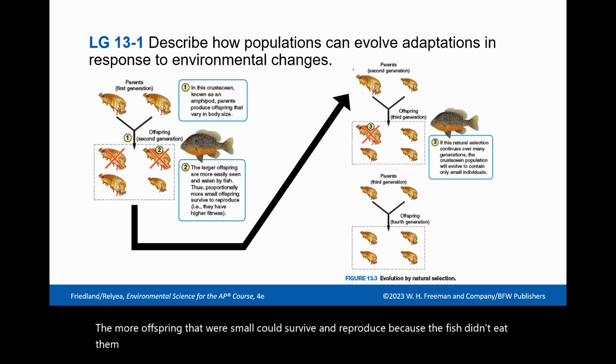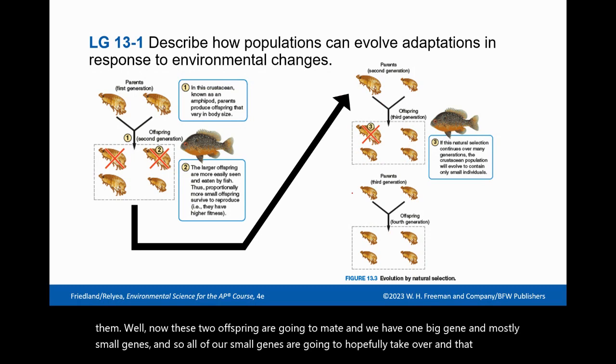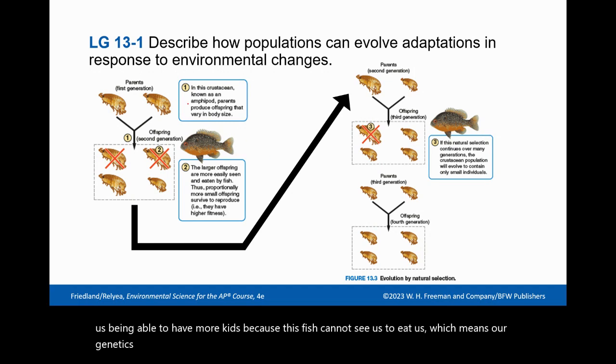Well, now these two offspring are going to mate, and we have one big gene and mostly small genes. And so all of our small genes are going to hopefully take over. And that leads to us being able to have more kids because this fish cannot see us to eat us, which means our genetics can keep spreading. So in this case, a smaller bug was better adapted for its environment and surviving with the fish.